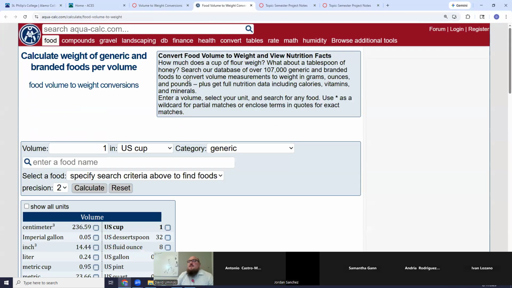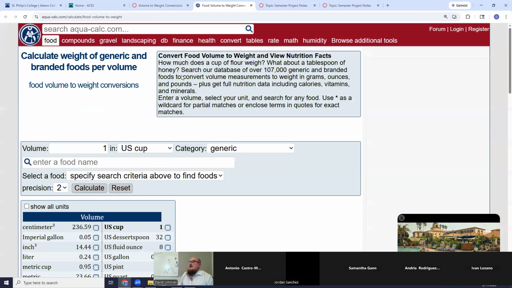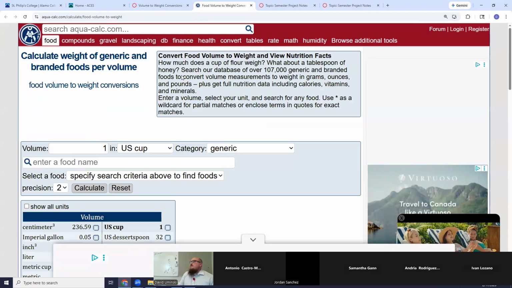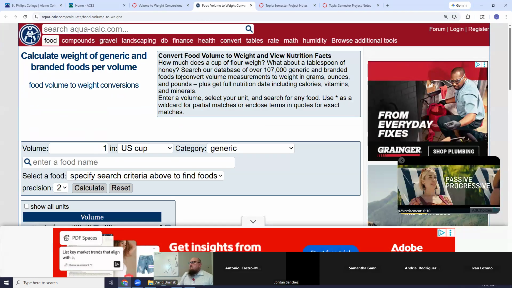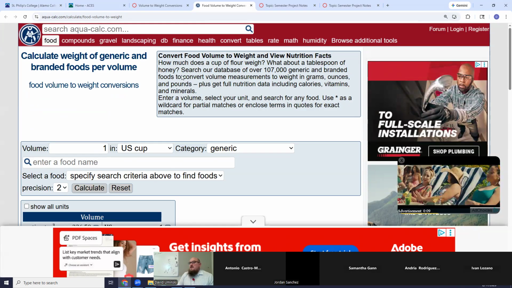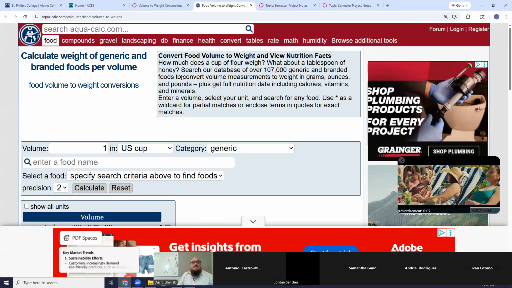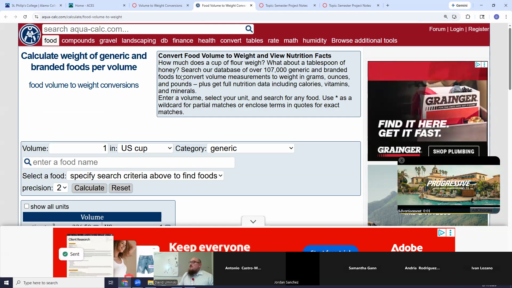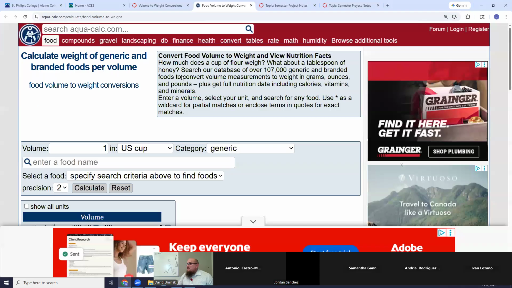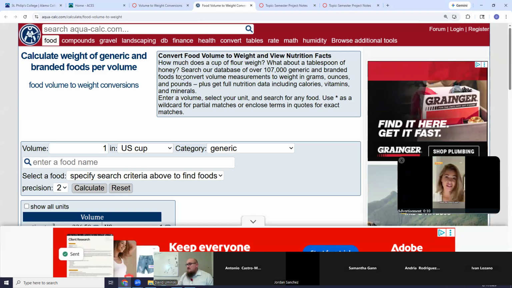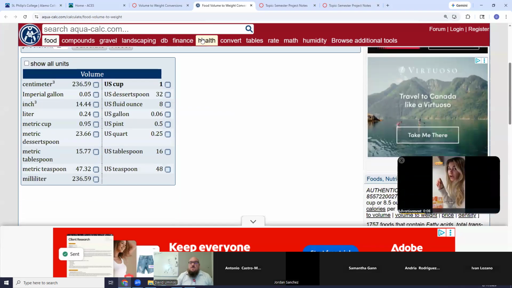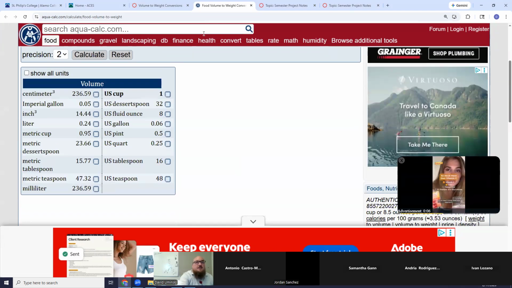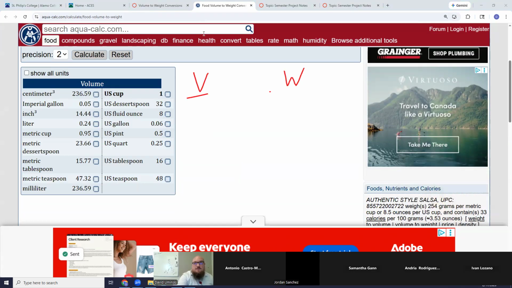Next in our semester project module is our volume to weight conversions. This is a website that allows you to convert from volume to weight. How many ounces are in 1 cup? 8 ounces in a cup, right? That's 8 ounces of volume. Does 1 cup of flour weigh 8 ounces? No, it does not. And so when we are looking at utilizing this particular website, we have volume and we have weight.